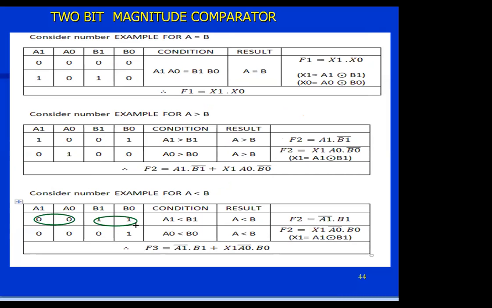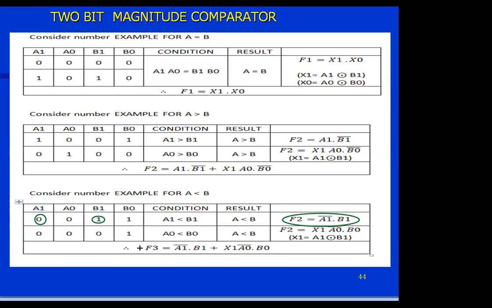Here A is less than B ఎలా చెప్పారంటే, if the most significant bit ని చెక్ చేస్తున్నాను చూడండి. If A1 is less than B1, then we can say A is less than B. A1 0 ఉంది, B1 1 ఉంది కాబట్టి simply I can write A less than B కాబట్టి I can write F2 equals to A1 bar into B1. There is no requirement to check the LSB. A1 less than B1 ఉన్నప్పుడు మనం చెక్ చేయాల్సిన అవసరం లేదు.